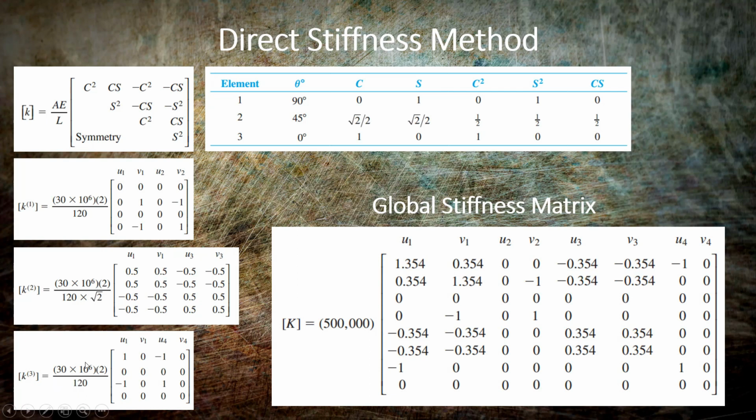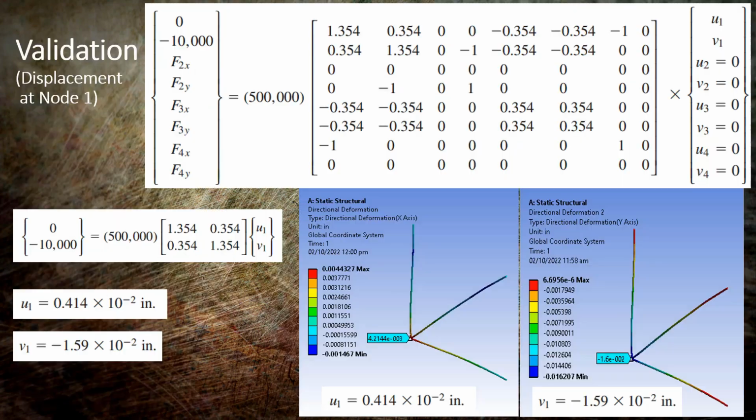Now we will assemble these three matrices to find out the global stiffness matrix. How to get this global stiffness matrix is explained in another video, and I will not discuss it here, but we will compare the answers with our ANSYS solution. So first we will compare the displacements at node 1 with this direct stiffness method solution and with the ANSYS solution.